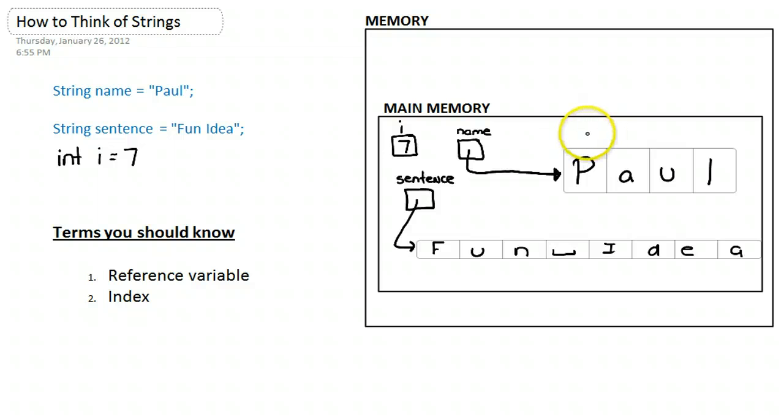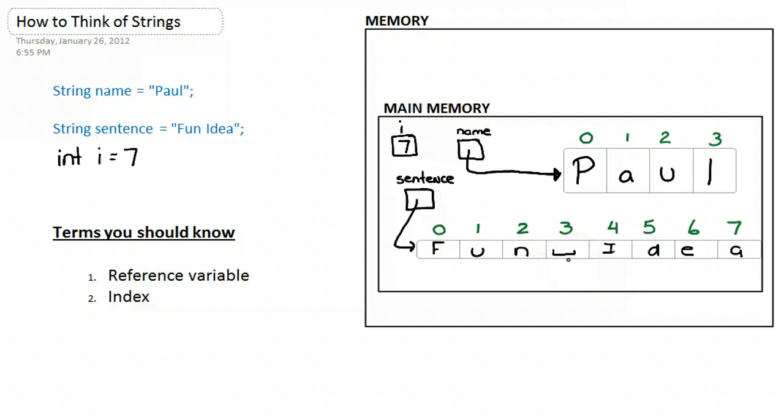So in the case of name, which stores Paul, it would have the indexes 0, 1, 2, and 3. So each of those characters gets a specific index. So if I said the character in name at index 1, I'd be referring to the A. Likewise with the variable sentence, the indexes are 0, 1, 2, 3, 4, 5, 6, 7. Notice how I actually include the space in the count.